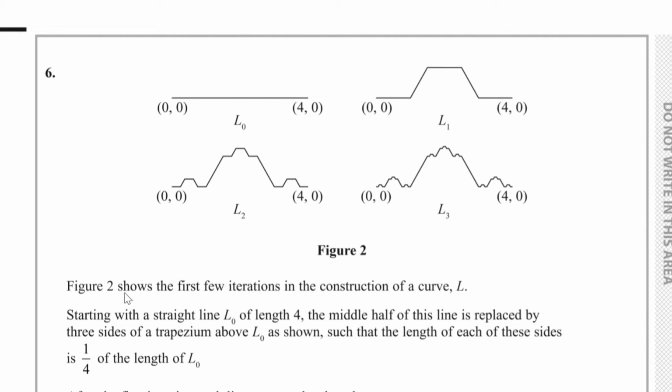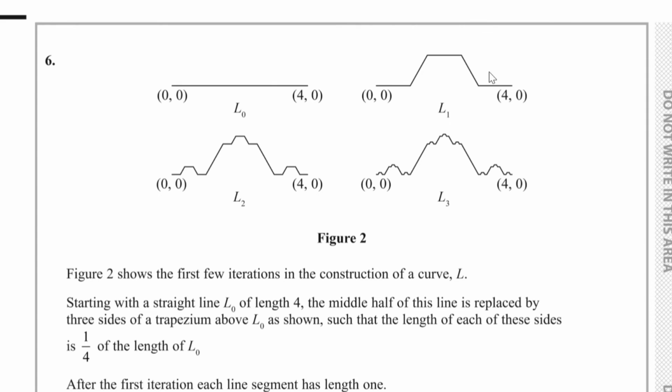Question number 6. Figure 2 shows the first few iterations in the construction of a curve L. Starting with a straight line L0 of length 4, the middle half of this line is replaced by 3 sides of a trapezium above L0, as shown, such that the length of each of these sides is 1/4 of the length of L0. And that's what we see here.